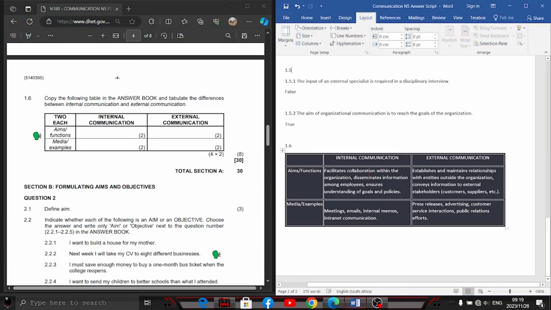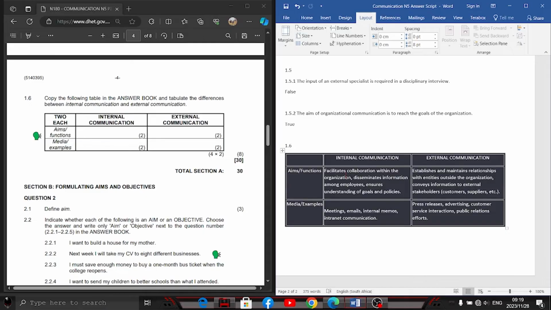differences. The first difference is facilitates collaboration within the organization, disseminates information among employees, ensures understanding of goals and policies, right? That is basically the aim or function of internal communication, right? And then as far as the external communication, it establishes and maintains relationships with entities outside the organization, conveys information to external stakeholders, customers, suppliers, etc. You understand? Basically the same thing that I've been saying before.